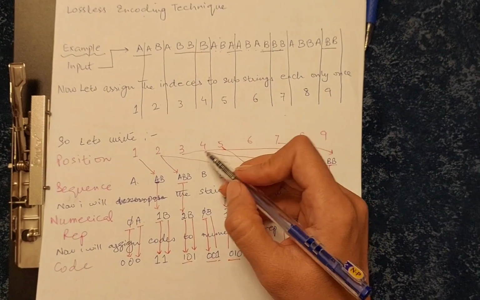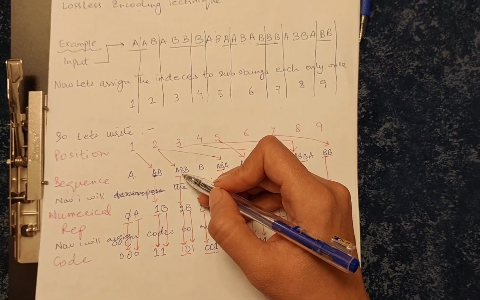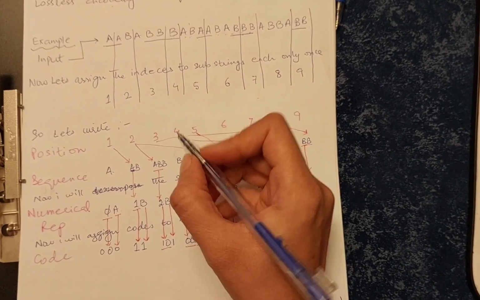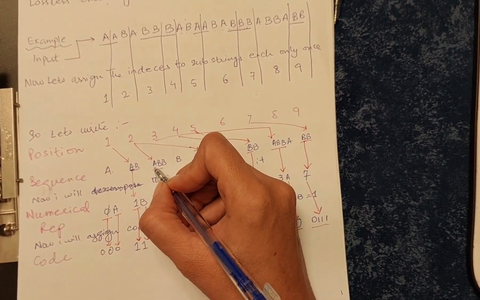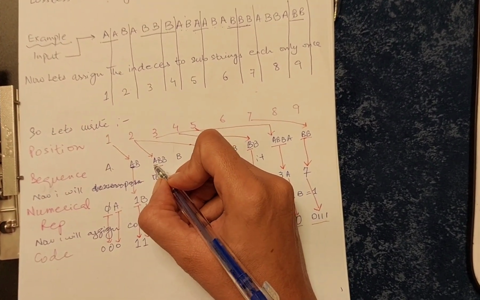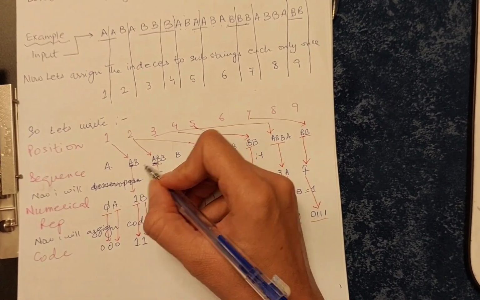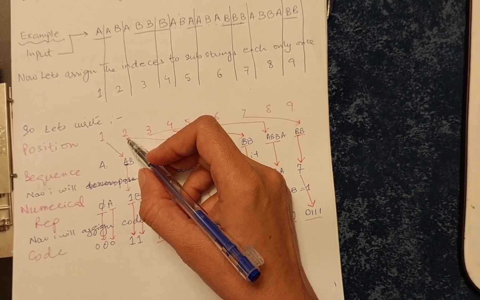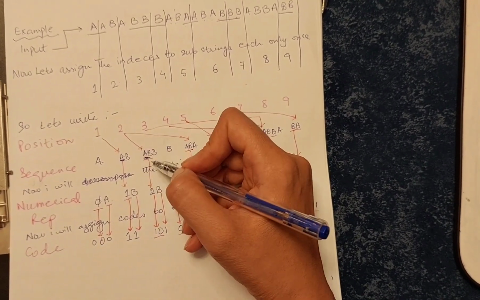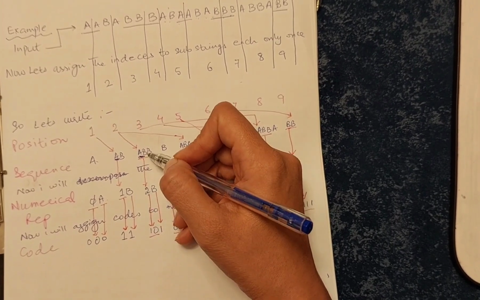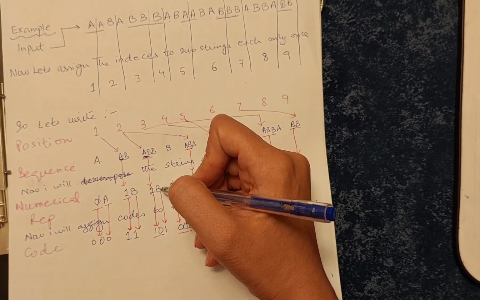Okay, and for the next substring, which is ABB, you can see that the first element of this substring is AB, right? And what is the index value of AB? You can see the index value of AB is 2, so this 2 will come in the numerical representation of this AB, and B will come as it is.